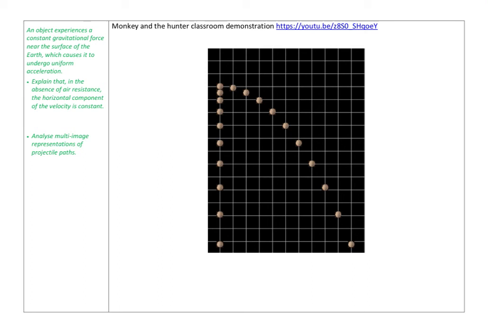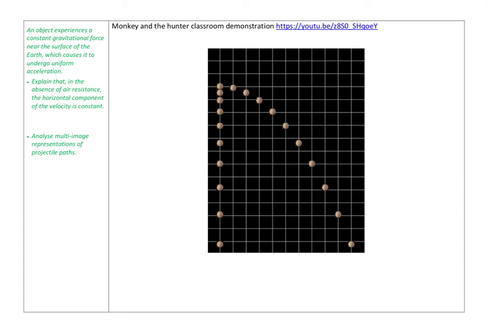This second SACE science understanding from the SACE curriculum I've actually pulled out from further on, but I think it's easier to just talk about now. What this represents is a multiple image representation of a projectile. By multiple image representation, we mean where the projectile is at a certain fixed time interval, with the time intervals between these dots being constant. So we're showing where it would be at a certain time.